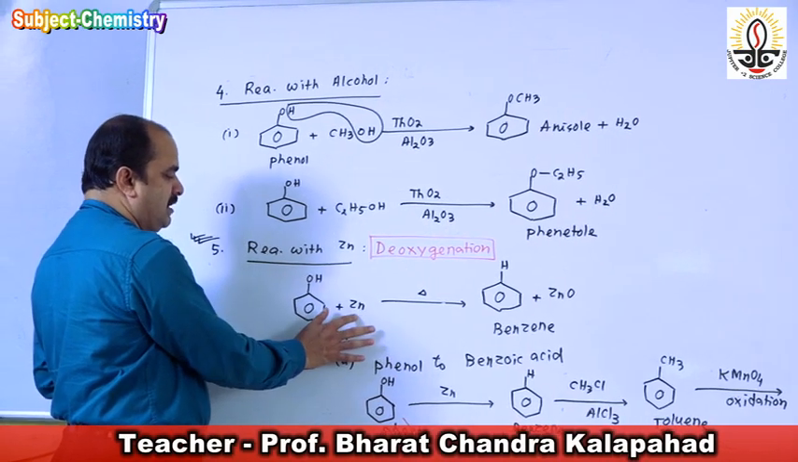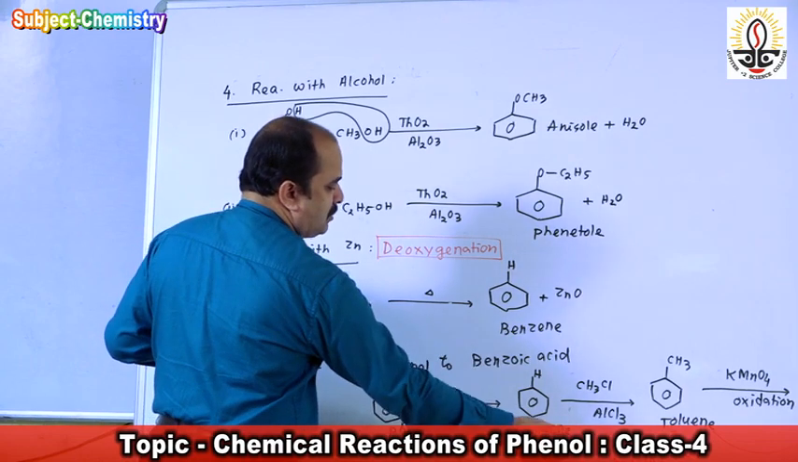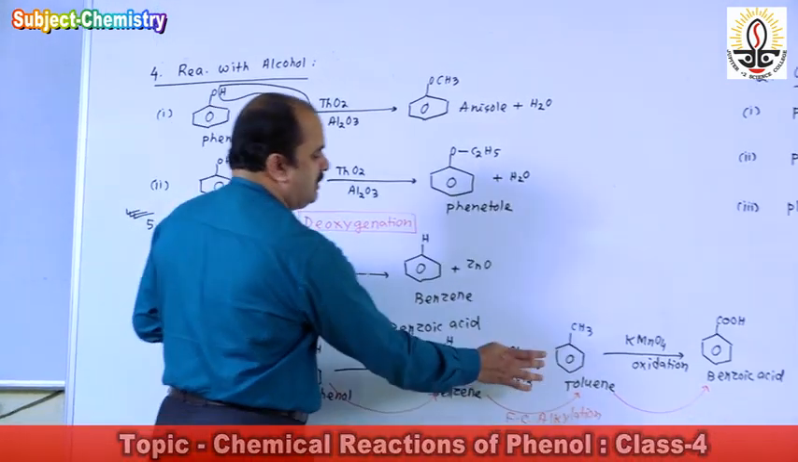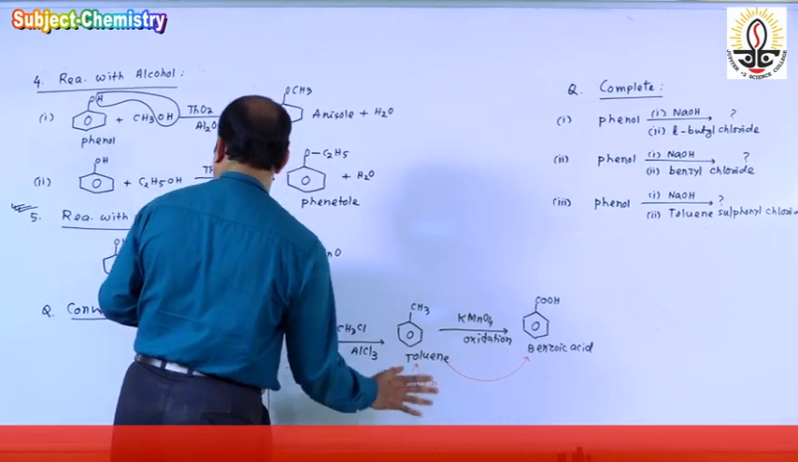With the help of zinc dust, phenol reacts with zinc and gives benzene. Benzene undergoes Friedel-Crafts reaction and gives toluene. Toluene on oxidation with alkaline KMnO4 gives benzoic acid.